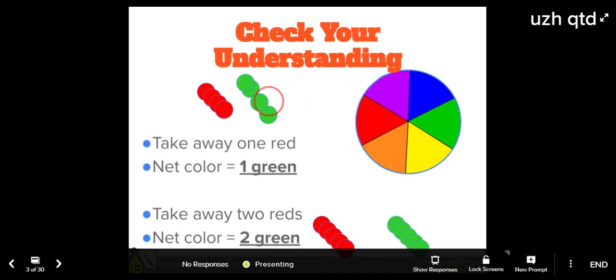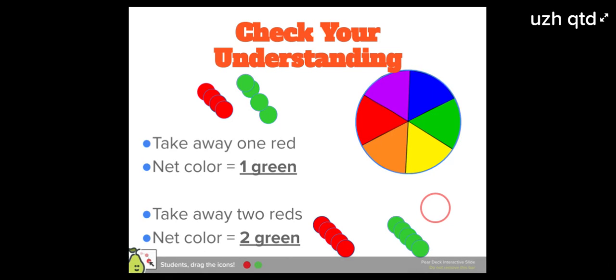1 green. Let's do it again. I have 5 reds and I have 5 greens. What happens if I take away 2 reds? How many reds am I left with? And how many green? Still 5. And 5 minus 3 equals 2. So my net color is 2 green. Okay? Perfect. Great.